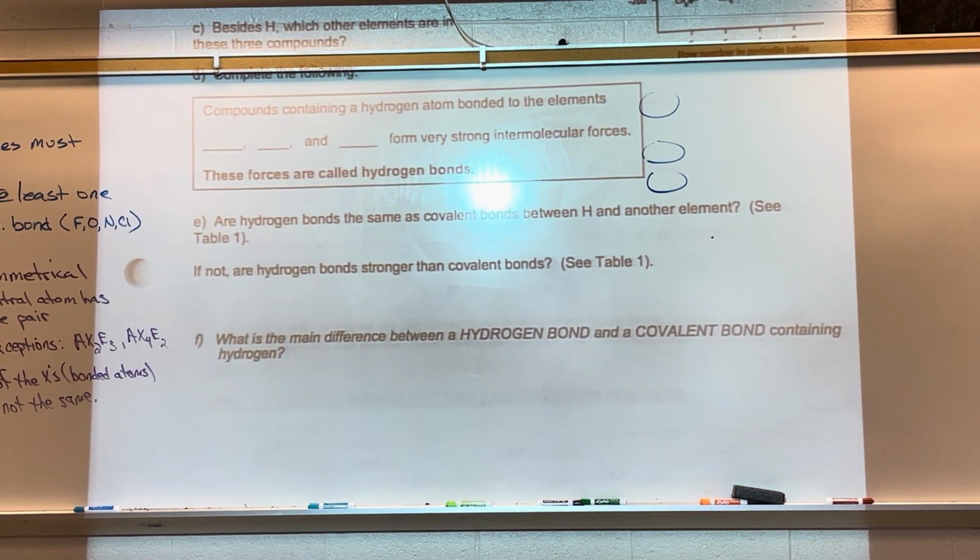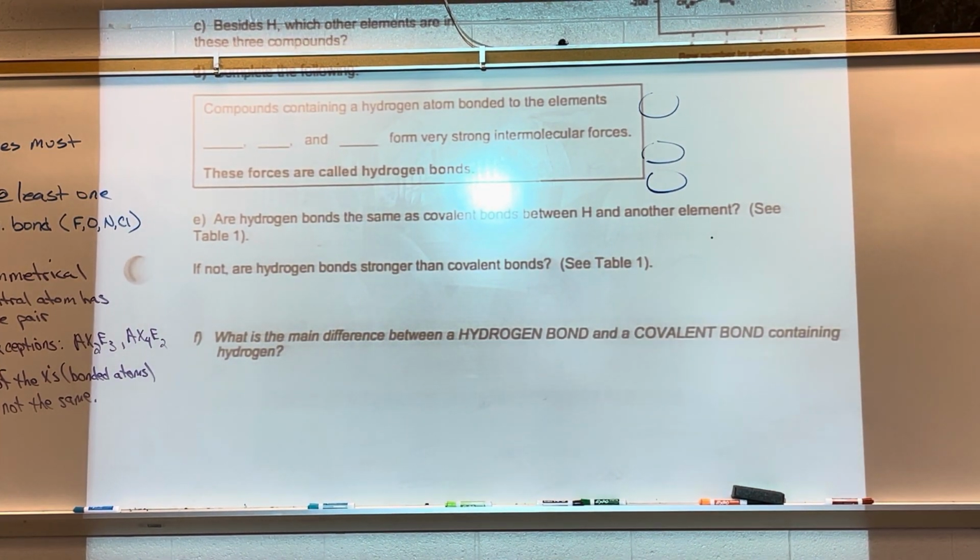So what did we say? Are hydrogen bonds stronger than covalent bonds? No. So then what do you write? What's the main difference between hydrogen bond and covalent bond containing hydrogen? Between molecules, whereas the covalent bond is between atoms.